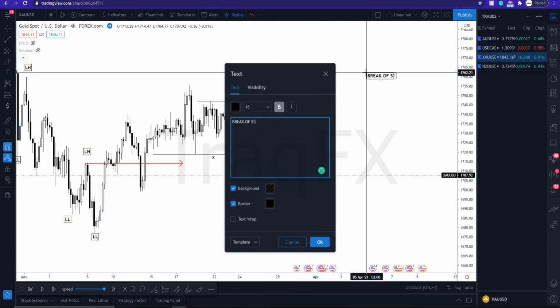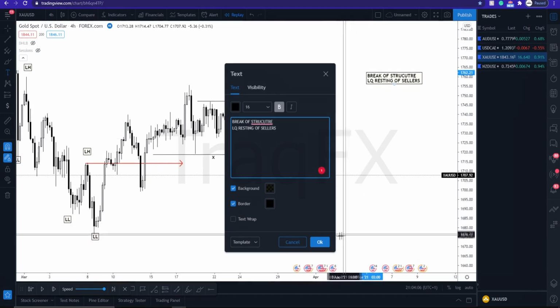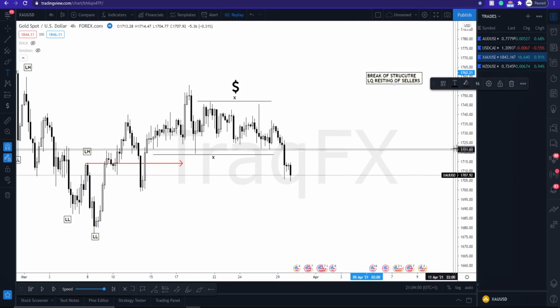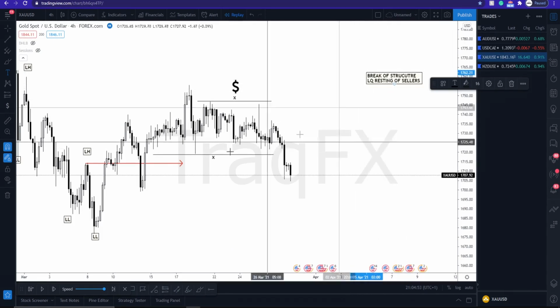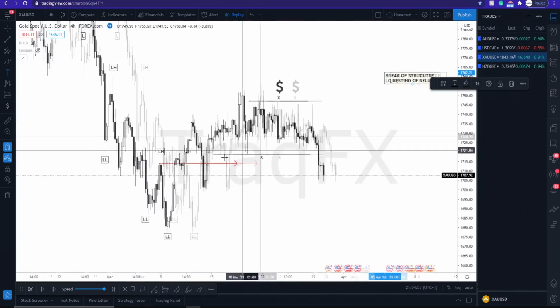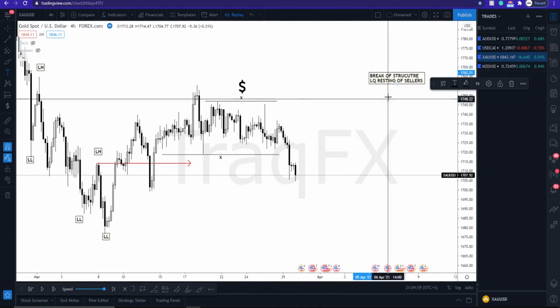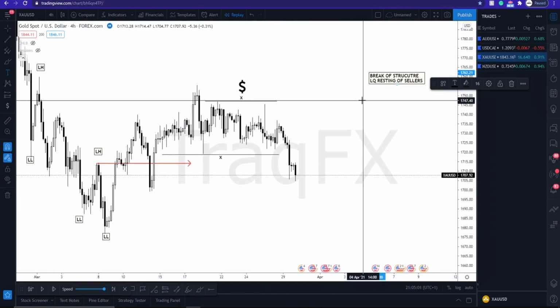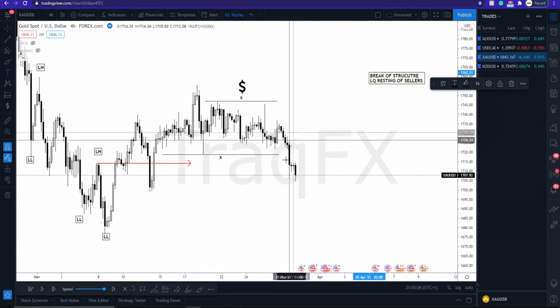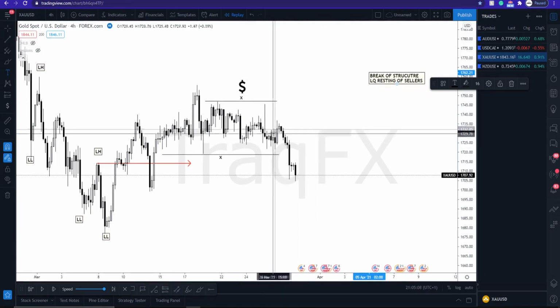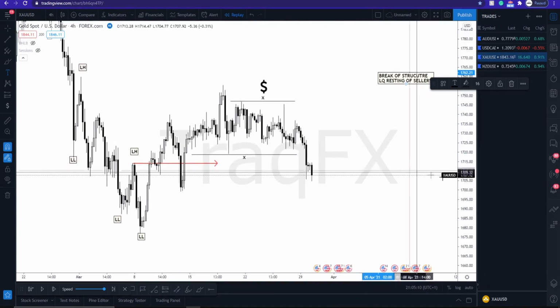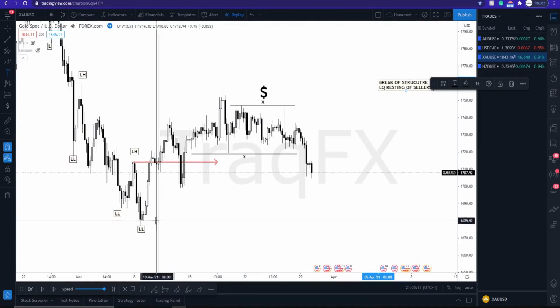Break of structure and liquidity resting of sellers. So we have two confirmations now telling us that we have a break of structure, which does identify that the overall trend can potentially be switching from bearish to bullish. And now we also have liquidity resting of sellers, right? So right over here, the people who are selling, their stop losses above, the market has to eventually go to take out.